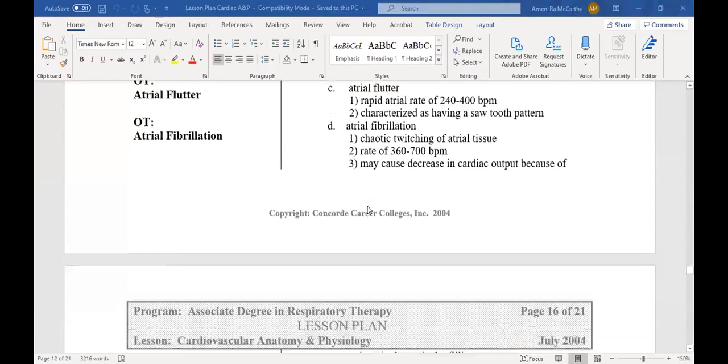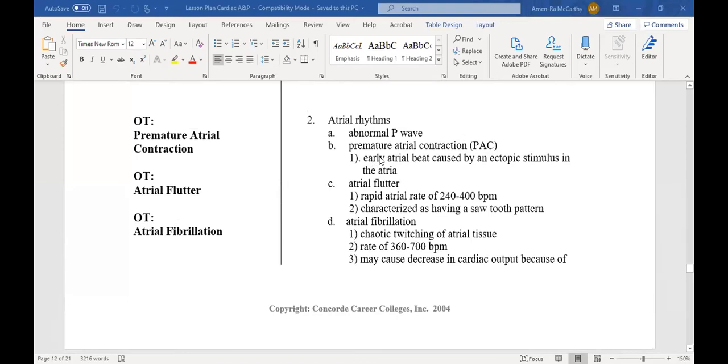All right. So your atrial rhythm, it says abnormal P waves. You can have a premature atrial contraction called a PAC, right? It's a little early, but don't worry about those. The main thing you need to understand is A flutter and A fib, right?